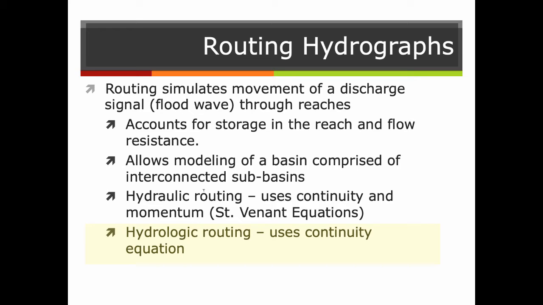So there's two generic types of routing, referred to as hydraulic and hydrologic. They're doing the same thing, but they behave and work quite differently. Hydraulic routing uses the continuity equation and momentum and aspects of an energy equation to account for friction. Collectively, they're called the St. Venant equations, and that would also be called full dynamic routing.